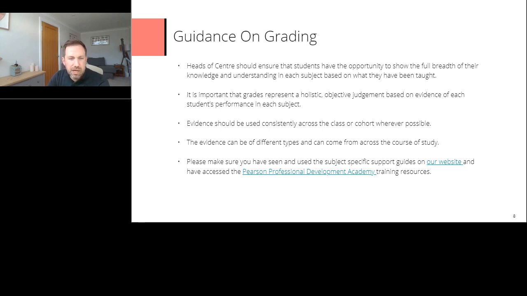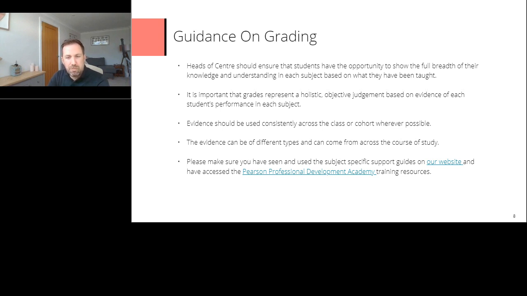Again, it's really important to say that there's no one type of evidence that you need to use. You can draw across a range of different types of evidence, and importantly, that evidence can come from across the course of study. So we're not limiting grading decisions to be based purely on evidence that's been produced since schools returned towards the end of March, and you can use evidence from across the course of study.